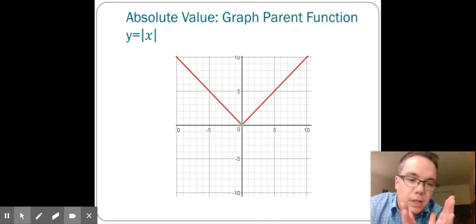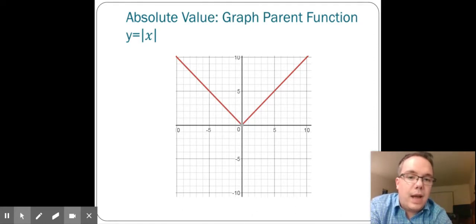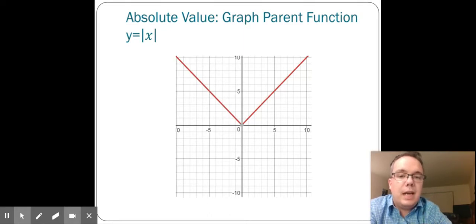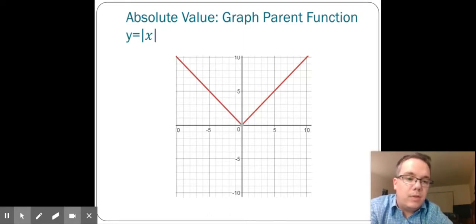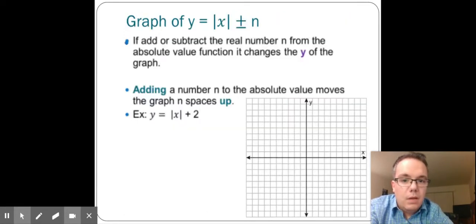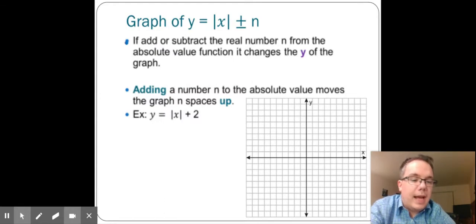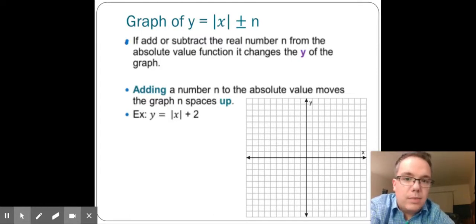So what we're going to learn today is how adding a number either inside or outside the absolute value changes what that V looks like. First, we're going to start with adding or subtracting a number outside the absolute value. If we add or subtract a number outside of the absolute value, it's going to move in the y direction, so it's going to move us up or down.